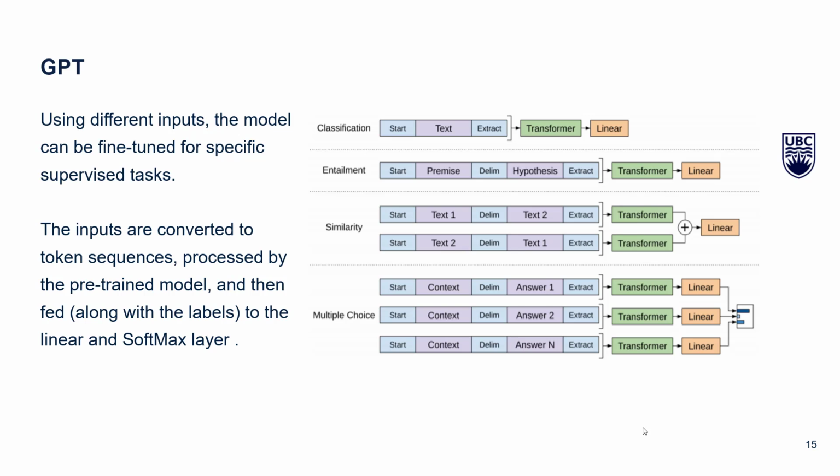So using different inputs, the model can be fine-tuned for specific supervised tasks. The inputs are converted to token sequences, processed by the pre-trained model, and then fed along with the labels to the linear and softmax layer. So if we were going to look at classification, we'd take our classification inputs, convert them to token sequences, process them by the transformer, and then output them to that linear and softmax layer.